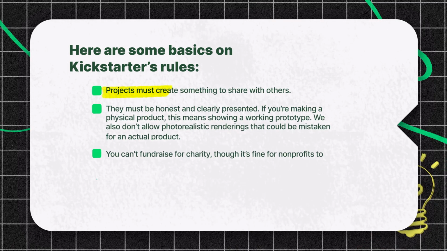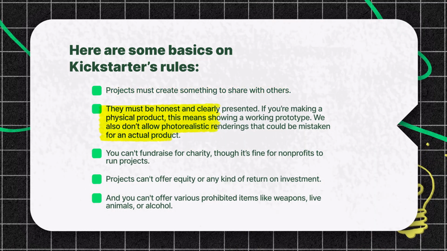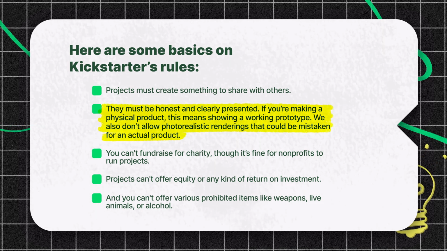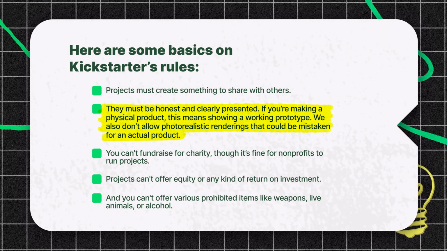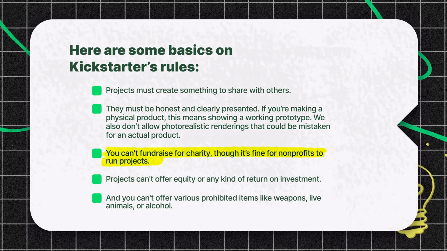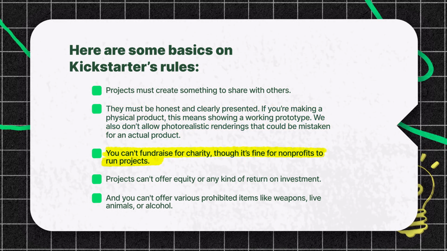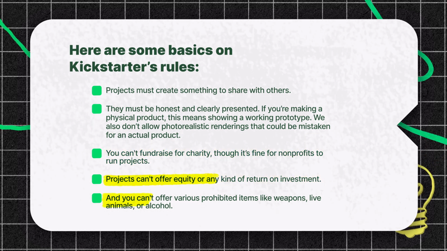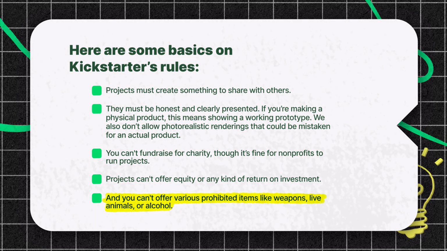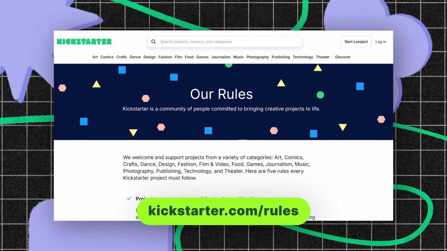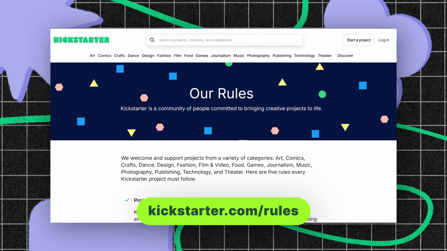Here are some basics on Kickstarter's rules. Projects must create something to share with others. They must be honest and clearly presented. If you're making a physical product, this means showing a working prototype. We also don't allow photorealistic renderings that could be mistaken for an actual product. You can't fundraise for charity, though it's fine for nonprofits to run projects. Projects can't offer equity or any kind of return on investment. And you can't offer various prohibited items like weapons, live animals, or alcohol. To get a full rundown of our rules, visit kickstarter.com/rules.